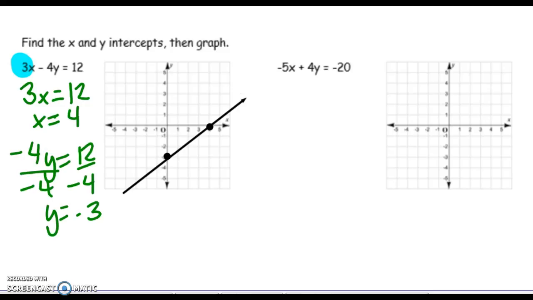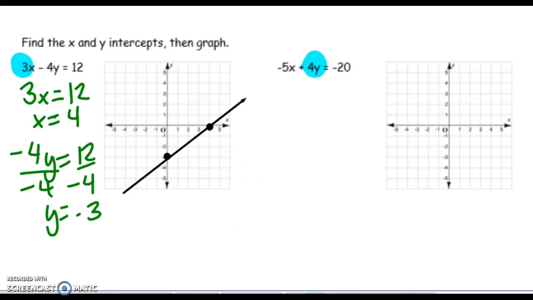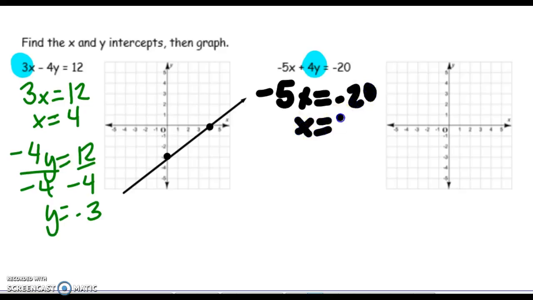We can do the same thing again on the next side. Let's get our highlighter back out. If I cover up, and it doesn't matter which one you cover up, this time I'm going to cover up my y first. So now I say, well, that's a negative 5x equals a negative 20. So x equals 4. So I go to my x-axis and plot that point on 4.